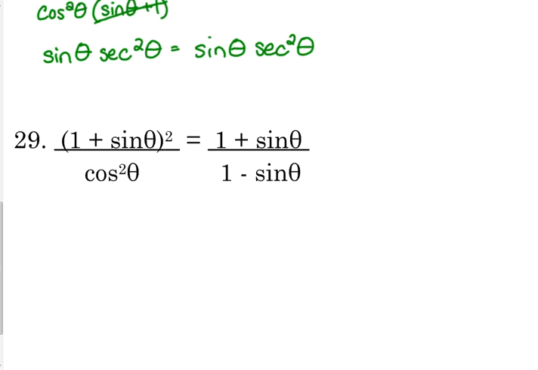Okay, let's look at this one. Which side of the equation do you think we should work on? The left side? No, the right side. Really, with this one, it doesn't matter. Okay, it really doesn't. We can do this one both ways. So I heard left side first, so let's try and manipulate the left side first.